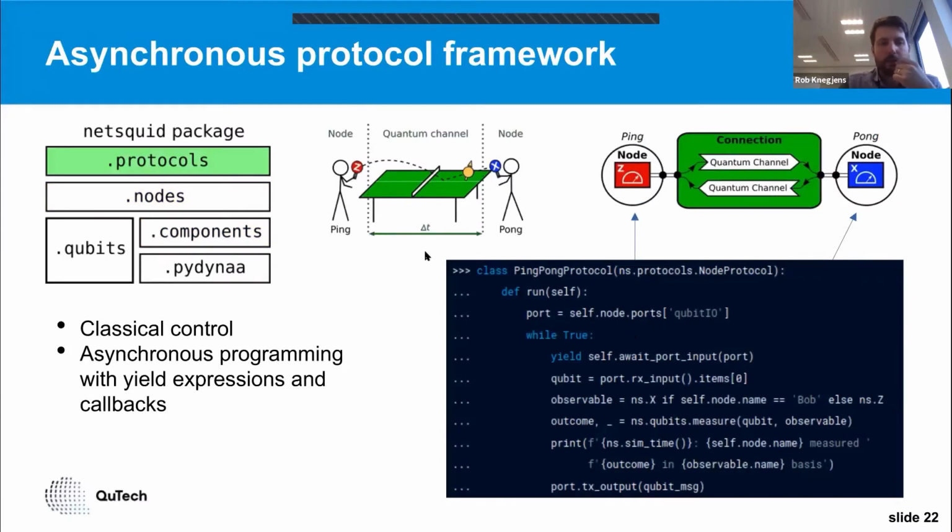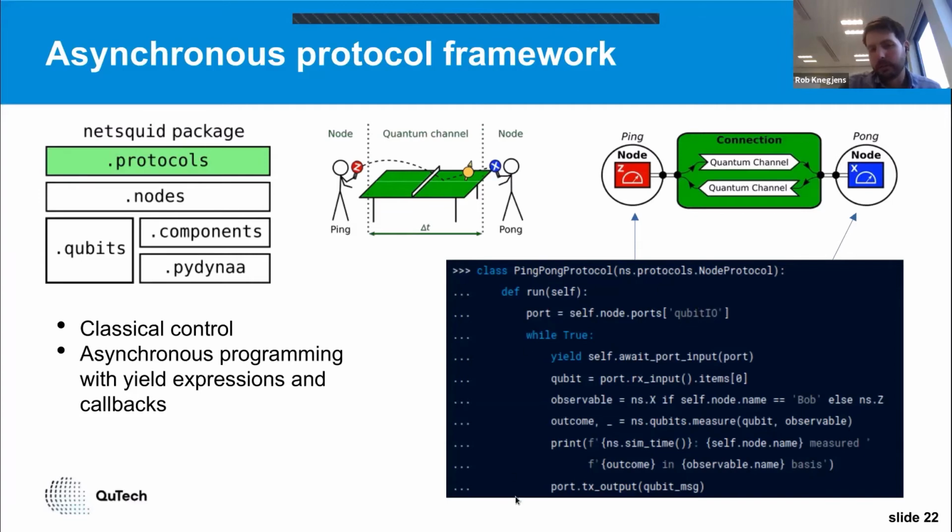Right, and then lastly, on top is this protocols subpackage that describes the classical logic or behavior of your network. So you can define protocols locally on nodes. You can also define a protocol across nodes. But in principle, the more realistic thing is to define the logic you want to run on each node. So here's a very short example of a simple game where two nodes play ping pong with a qubit across a channel.